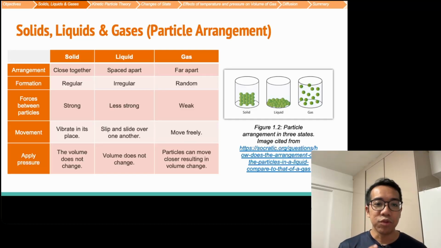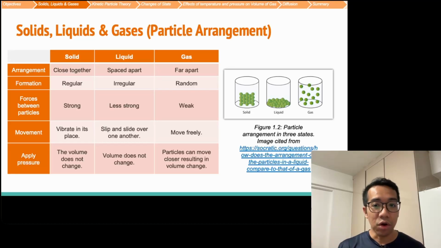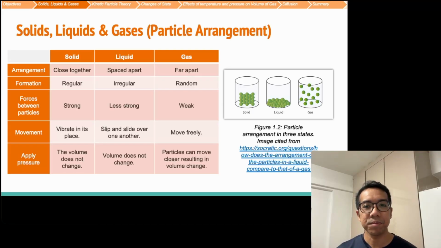And when it comes to liquids, the same can be said: the volume does not change when you apply pressure. But the volume does change in gases because particles can move closer to one another, resulting in a volume change. And why is that so? The main reason is that the particles in gaseous form have a lot of space in between them. So when you apply pressure, you are basically just pushing the particles together. We will go through this key point later in the lecture.